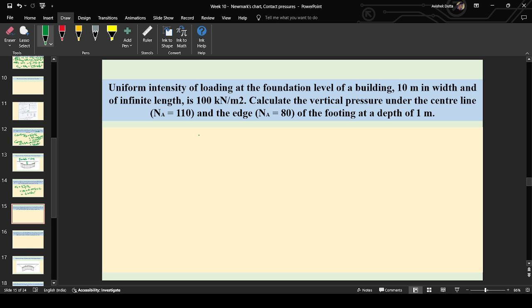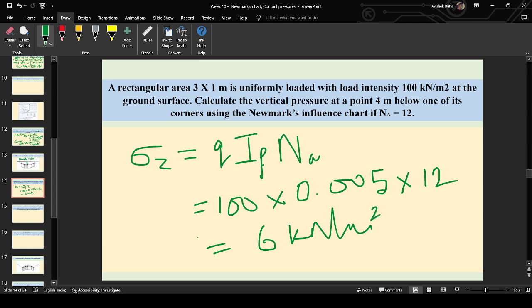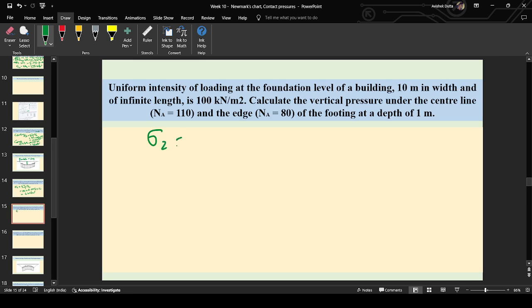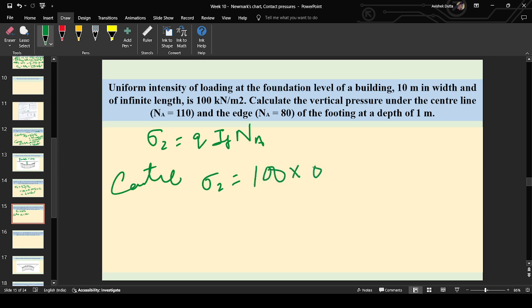Again, the next sum, I believe the same thing, center line and at the edge. For the center line, sigma z equals to, I'll just write the formula. Sigma z equals Q into influence factor into number of load blocks. So for the center, sigma z equals, what is the value of Q? Q is 100 into 0.005 into 80. That will be equals to how much?